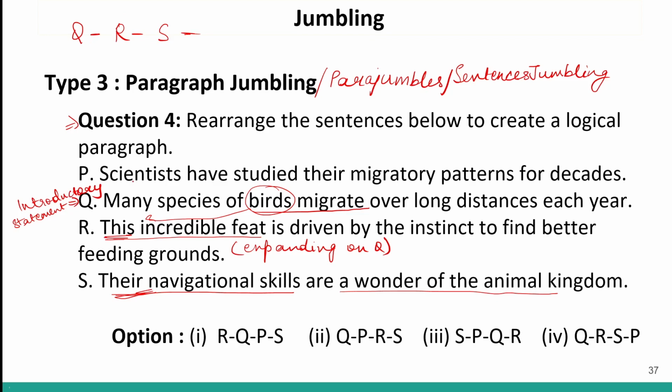Now let us look at P. Scientists have studied their migratory pattern for decades. So this can be the concluding statement because this bears no direct relationship with the other three sentences. So our answer will be Q, R, S and P, which is option number 4.